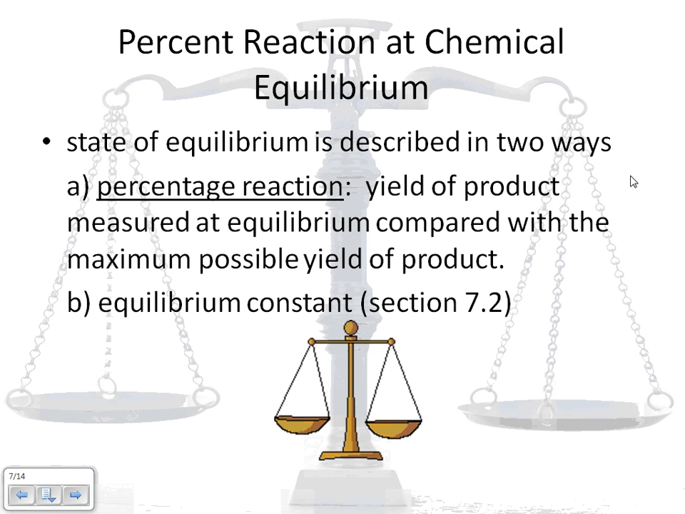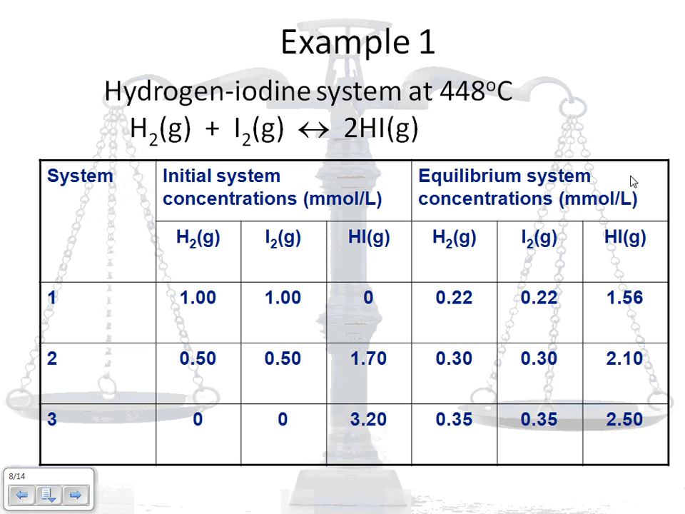So the first, percentage equilibrium or percentage reaction, is the yield of product measured at equilibrium compared with the maximum possible yield of product. Okay, so when we're doing percent reaction, we're always looking at product. The second one is an equilibrium constant, and that's what we're going to look at in our next video. So let's take a look at just a percentage reaction.